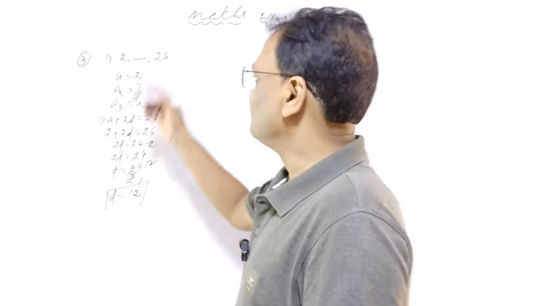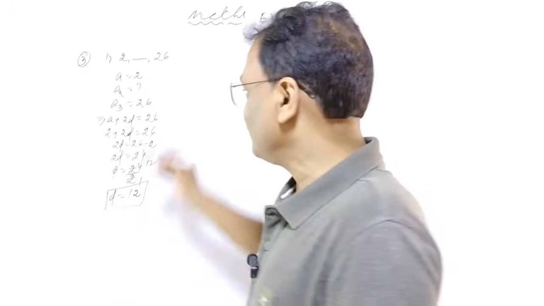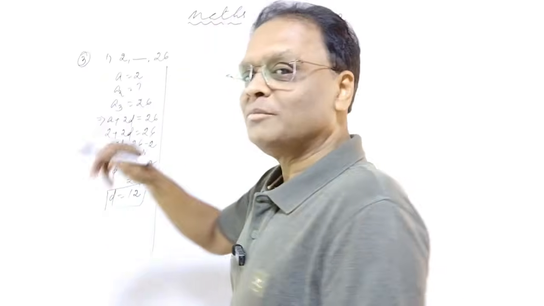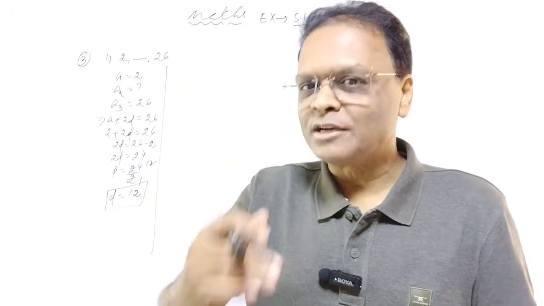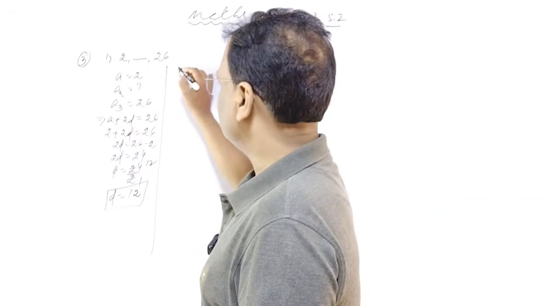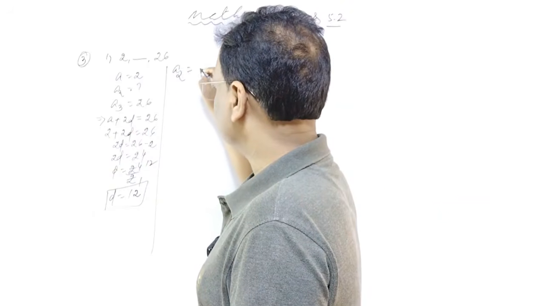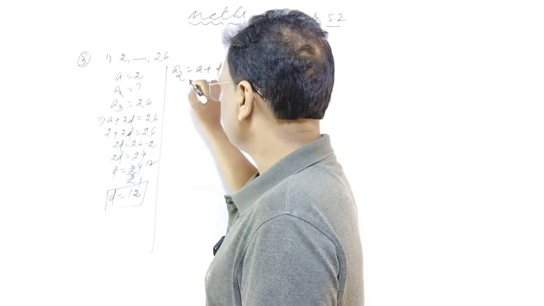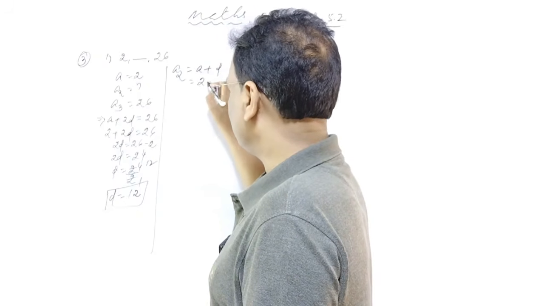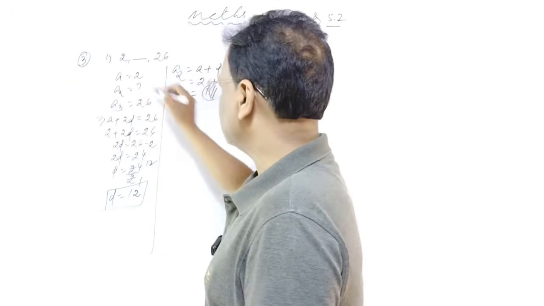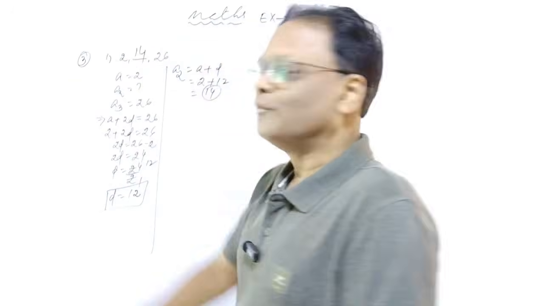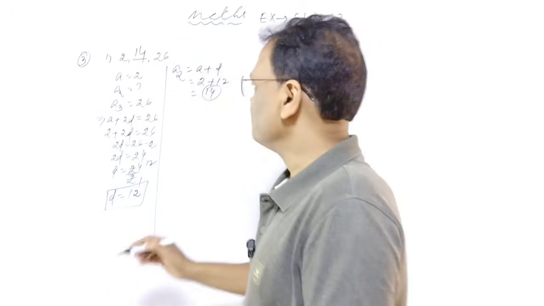After getting D, I can find the second term, because I told you already: the second term is obtained as the first term plus D, the third term as the second term plus D. So the second term, A2, is equal to the first term plus D. The first term is 2 and D I just got. That means the missing term is 2, 14. This is the first one.